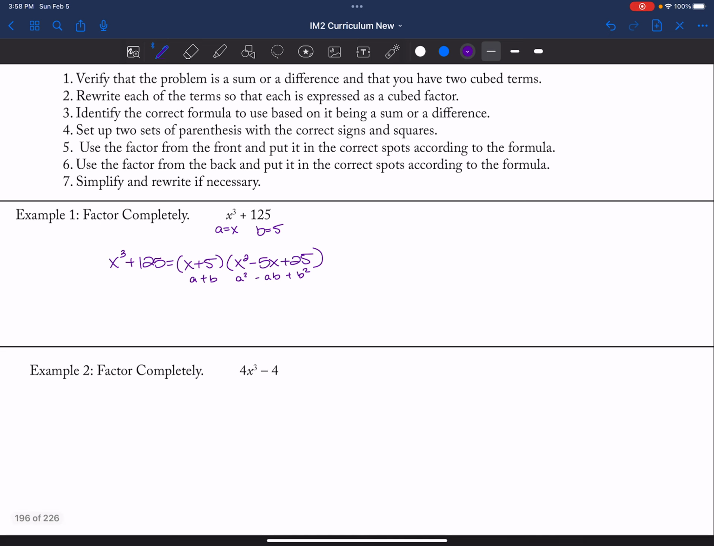Okay, and you will always look for a greatest common factor. So this can pull out. So this 4x cubed minus 4 factors to a 4 and then an x cubed minus 1. Now my A is equal to x and my B is equal to 1. So this factors to 4, x minus 1, x squared plus x plus 1. Okay, because the difference of cubes is a minus b, a squared plus ab plus b squared.